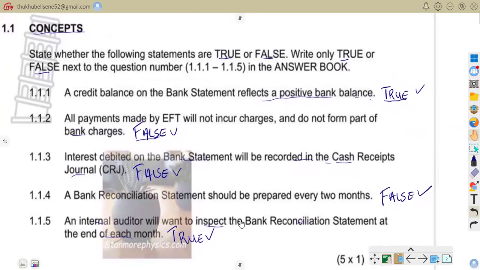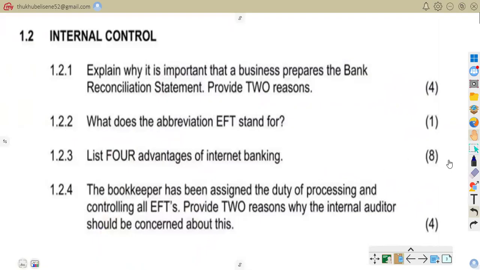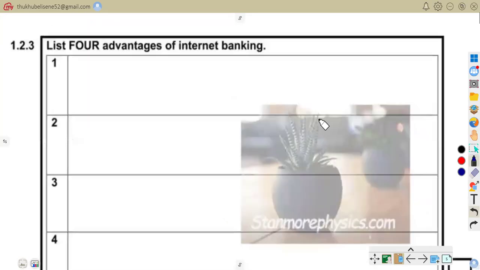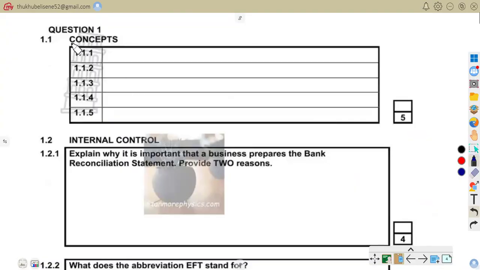Let us move on, good people. Now we are on internal control, 1.2. With internal control, question 1.2.1 says, explain why it is important that a business prepares a bank reconciliation statement. Provide 2 reasons. Now let us go to our answer book for that question. But before we go there, remember that on our concepts we have answers. Like we have said, the first one was true.